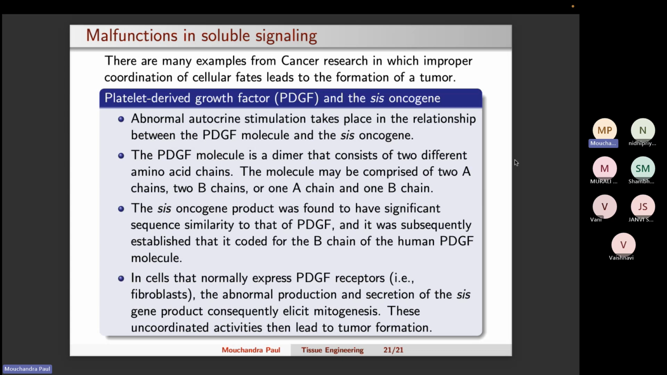Since it's a growth factor that is aimed at stimulating cell division, once the cis oncogene molecule, which has a similar protein sequence as the B chain of the PDGF molecule, binds, the cell will start dividing. This will lead to uncontrolled cell division, and ultimately tumor formation will take place. So this is a very simple example to understand how, if there is malfunctioning in soluble signaling, difficult to treat diseases like cancer can develop.